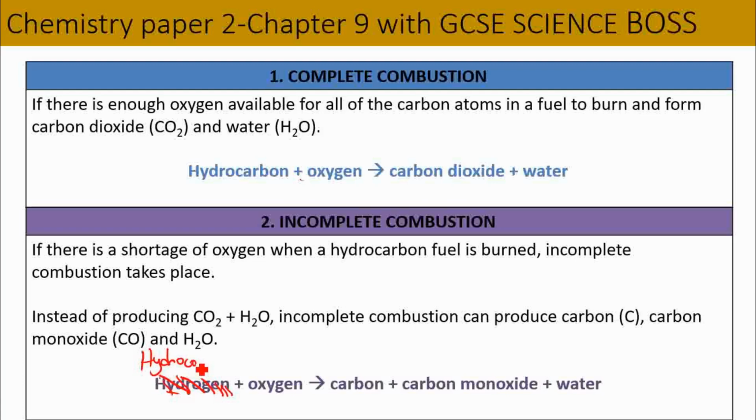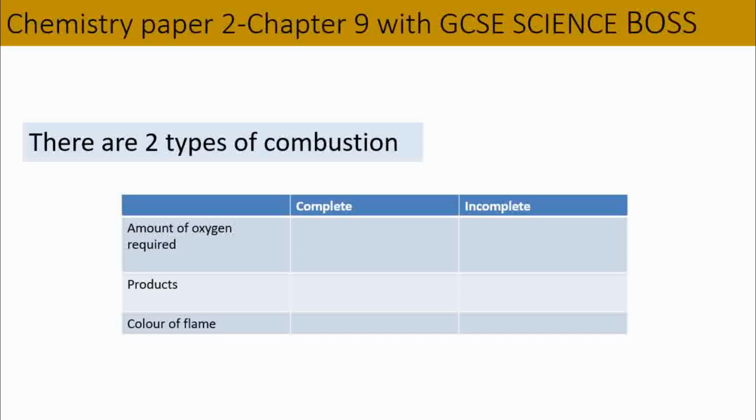You're going to have your hydrocarbon react with oxygen, and it's going to produce carbon, carbon monoxide, and water, okay? Good. So notice the difference here. Let's look at the difference between the two. For complete combustion, you have excess oxygen, okay? You have a lot of oxygen. For incomplete combustion, you have a limited supply of oxygen, okay?